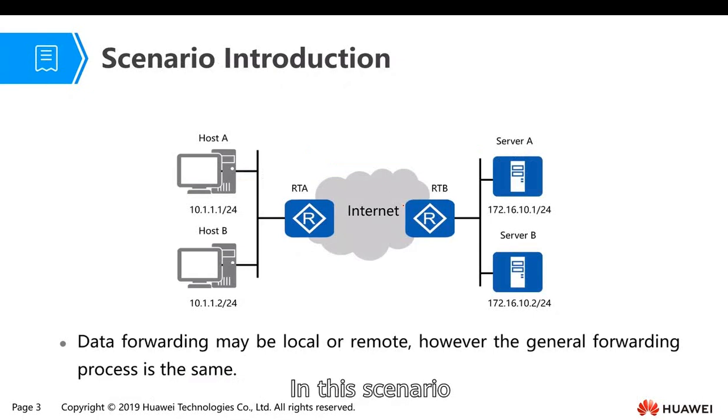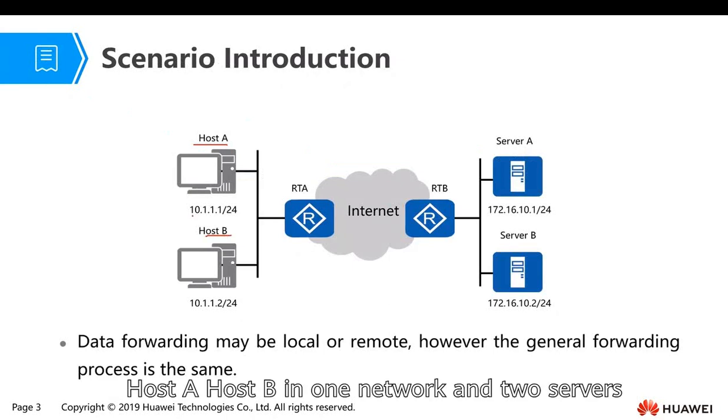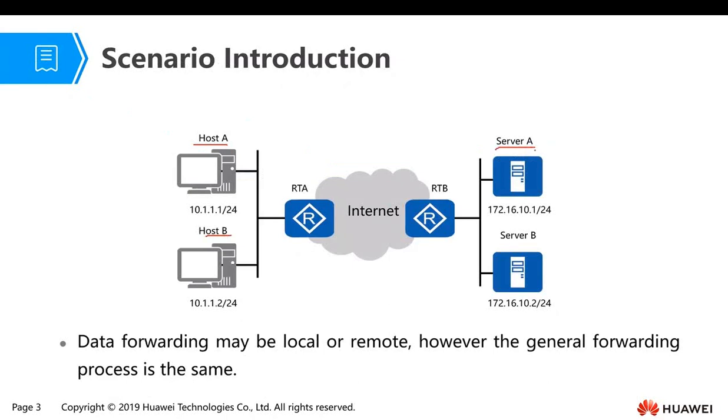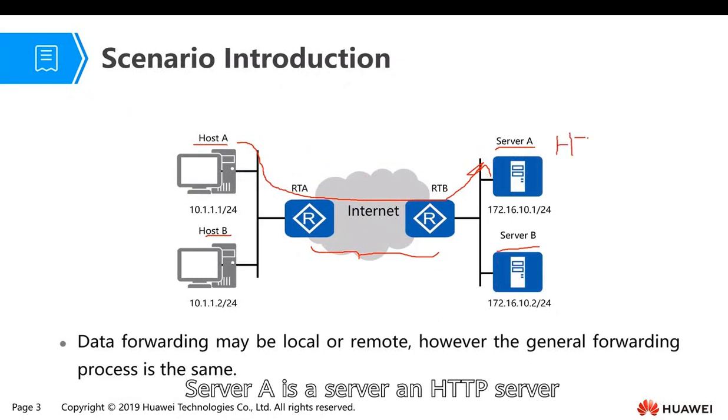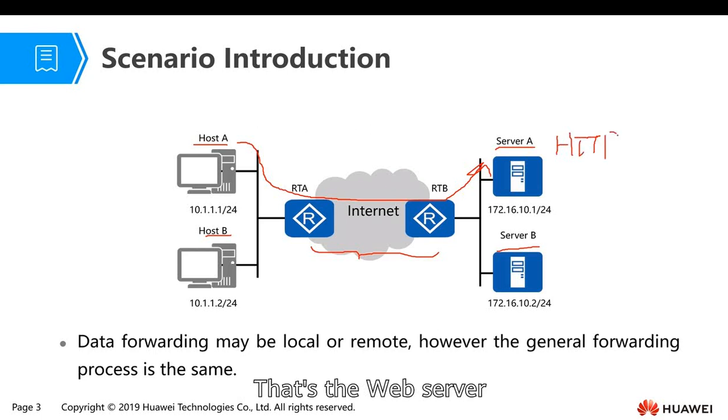In this scenario, there are two hosts, host A and host B, in one network, and two servers, server A and server B, in another network. Then between these two networks, there are routers and the internet. In this example, host A wants to access server A, and server A is a server such as an HTTP server. That's the web server.